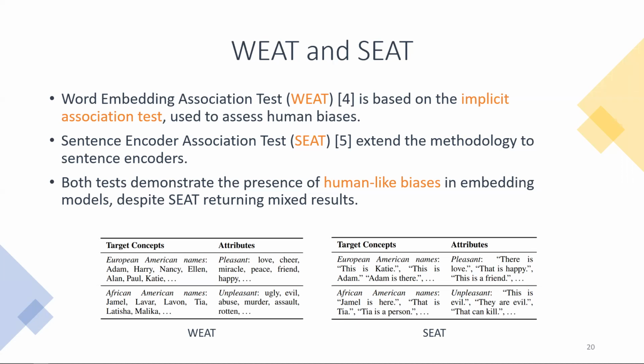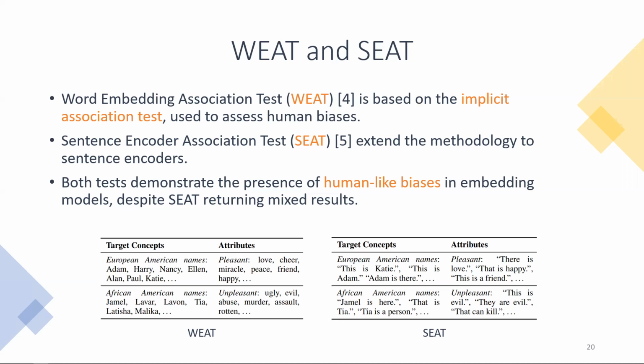And then you look at the similarity between the concepts and the attributes by crossing them together, and see if there is more correlation, for instance, between the European names and pleasant attributes and African names and unpleasant attributes, which of course represents a serious ethnic bias and social stereotype, a historical social stereotype.